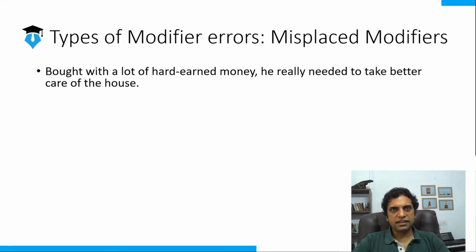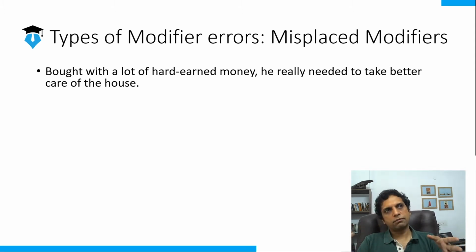So the sentence here is he really needed to take better care of the house. The modifier is bought with a lot of hard-earned money. What was bought with a lot of hard-earned money? The house or he? Obviously the house, right, in this context. The problem is that the focus of the modifier is way at the other end of the sentence. So you need to fix this. How? By either moving the modifier next to its focus or by moving the focus of the modifier next to the modifier.